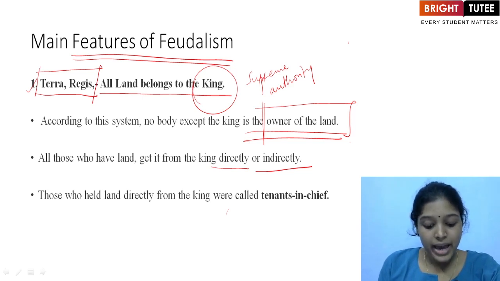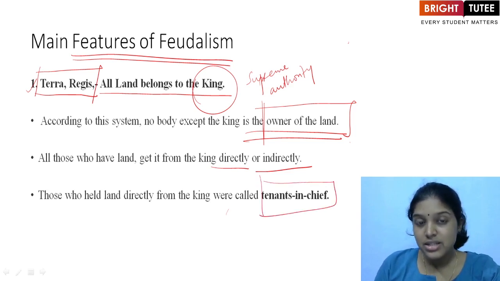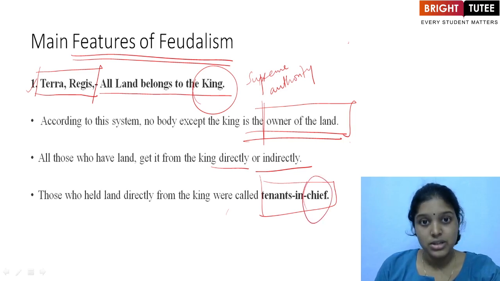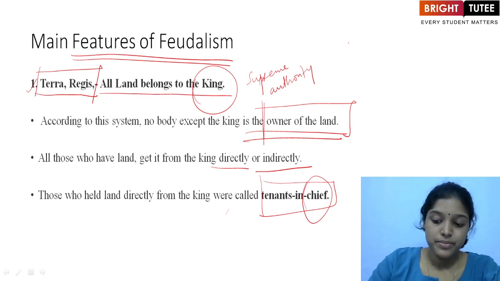And those who held land directly from the king were called tenants in chief. So this tenants in chief is an important category. They are influential persons because they are the ones who are getting land directly from the king. So that's why they are chief or important. And they are termed as tenants in chief.